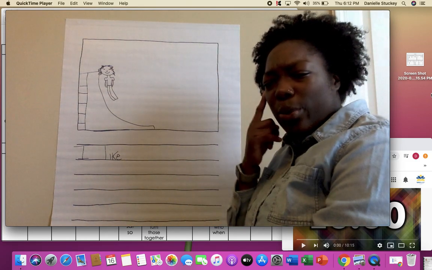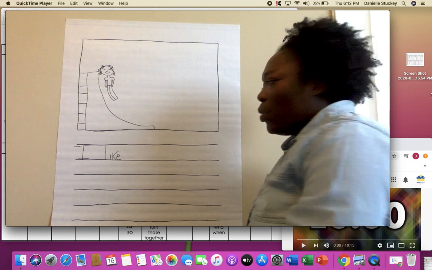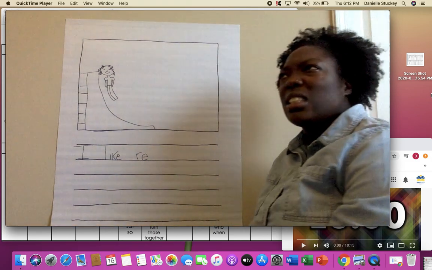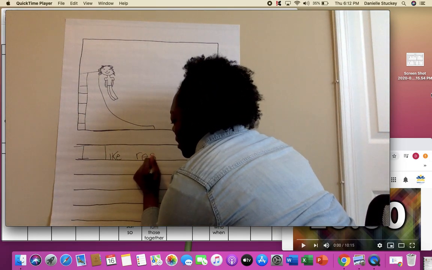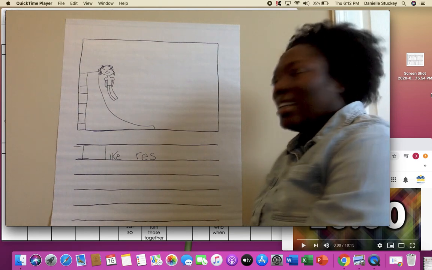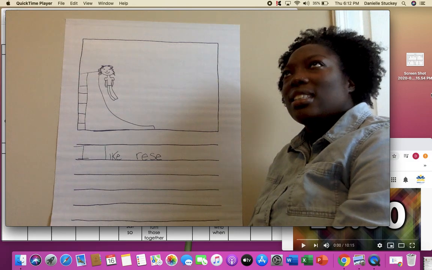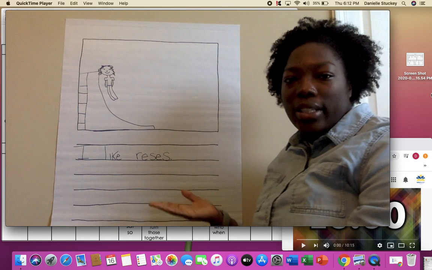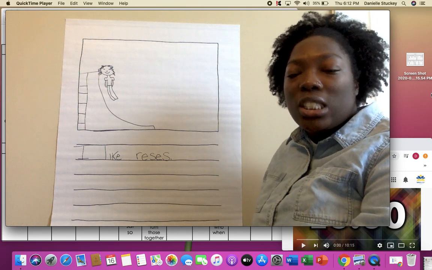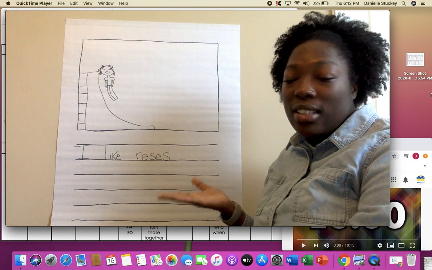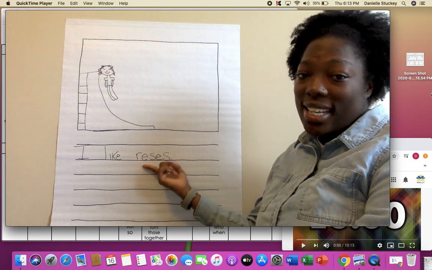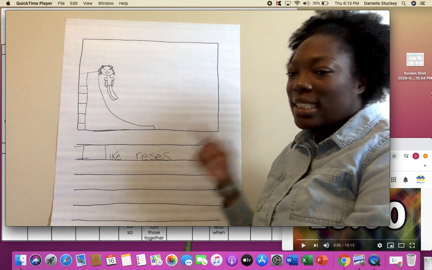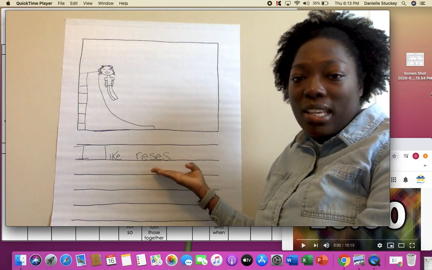Recess. How can I spell the word recess? What letters on this set? S. I like recess. So parents, it's okay if our students are spelling their words incorrectly. We just want to make sure that the students are sounding out each letter sound that they hear in a word. I heard an R, an E, S, E, and S when I was spelling out the word recess. So that's how I spelled it.